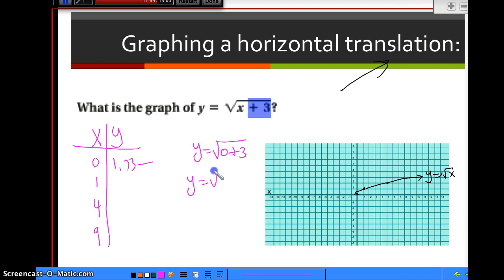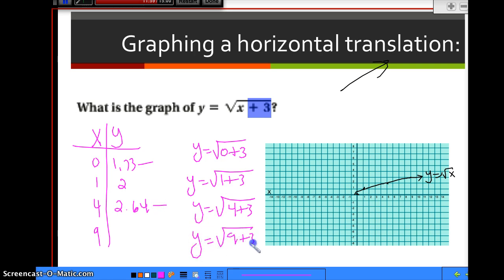Let's do the next one. What if I put in 1? 1 plus 3 is 4. That's going to come out, square root of 4 is 2. If I put in 4, 4 plus 3 is 7, so if I hit the square root of 7, it's going to come out to a decimal again, roughly 2.64, yada yada. If I put in 9, that's going to be 9 plus 3 is 12, so if I hit the square root of 12, it's going to come out yucky again, which is 3.46. I'm rounding these off.